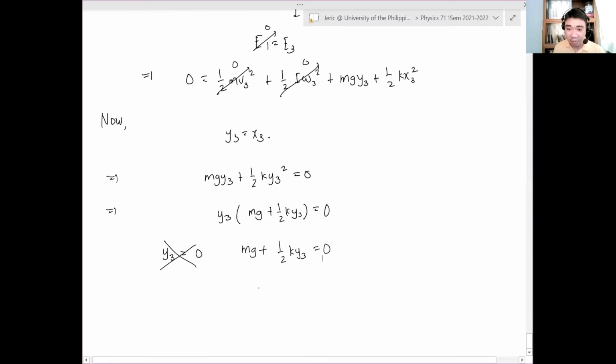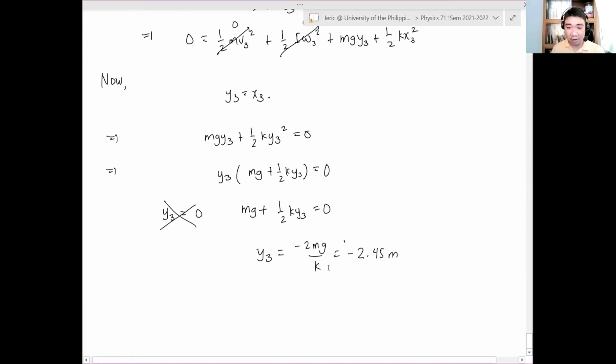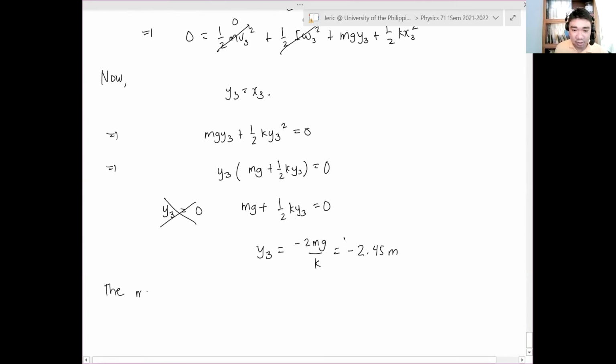And thus, from here, we solve for y3. y3 equals minus 2 mg over k. So if we substitute the numbers that we have, this should be negative 2.45 meters, and this is y3. Therefore, the maximum stretch of the spring is 2.45 meters. That is the final answer.